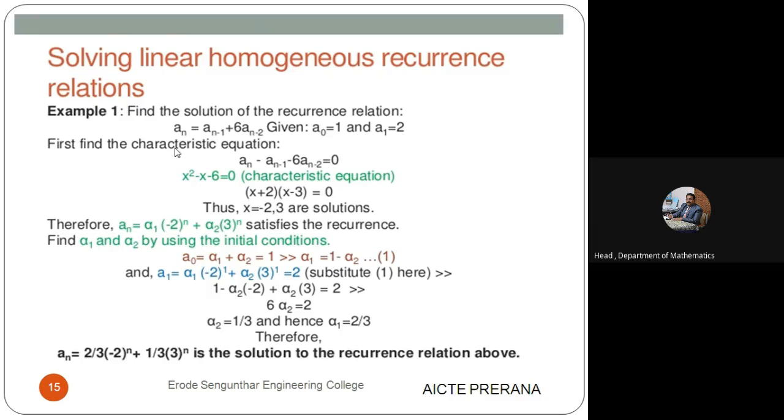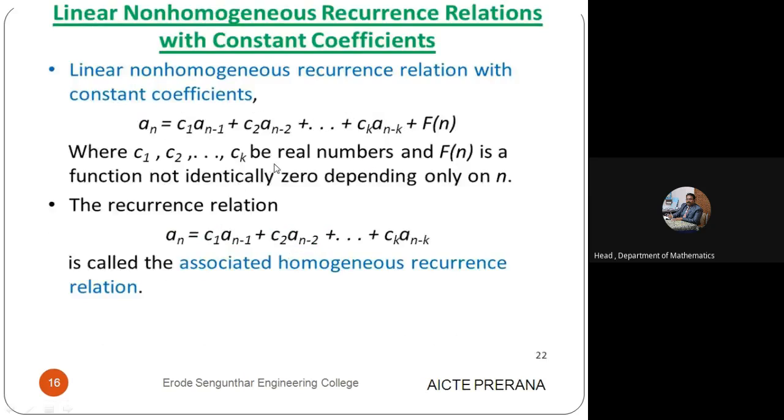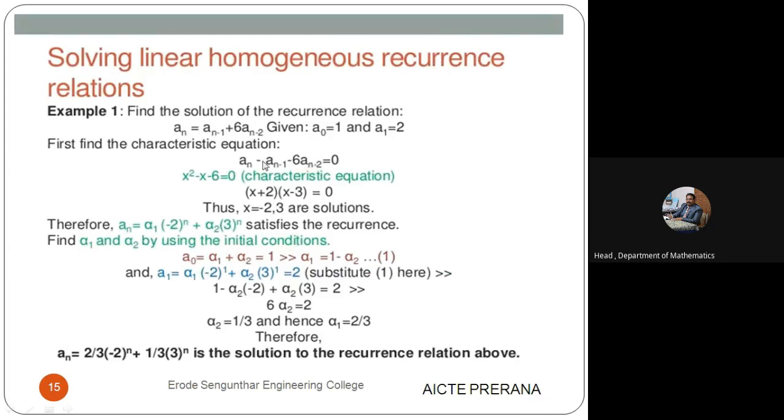Now we rewrite the given equation in this form, that is a_n - a_{n-1} - 6a_{n-2} = 0. The last term is the constant term, and the middle is the x term. Therefore, the characteristic equation of this recurrence relation is x^2 - x - 6 = 0.